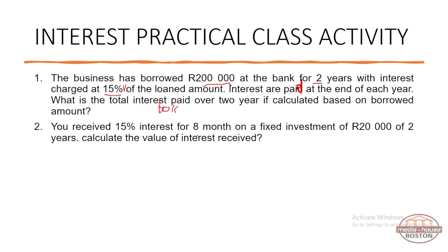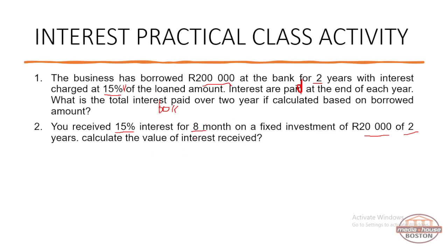Part B says you receive 15% interest for 8 months on a fixed investment of 20,000 for 2 years. Calculate the value of interest received. So here we have a fixed investment of 20,000, for 2 years, and the interest we receive per annum is 15%. The question says we received interest for 8 months, so let's calculate the value of the interest we receive for the 8 months.